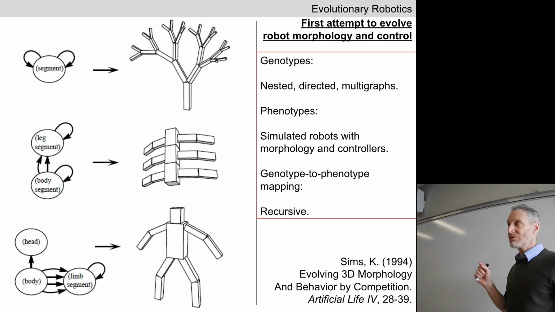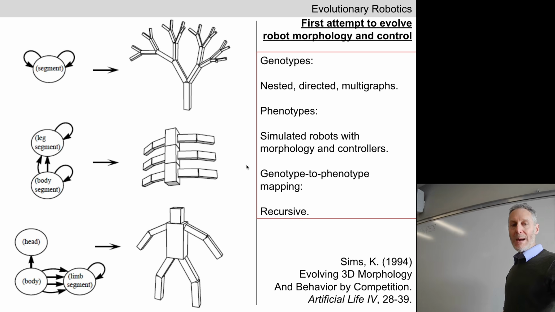What's important, what's at the heart of what we're looking at today, is the genotype has instructions about how to build the body, which obviously you can see, and the neural controller inside the body, which you can't see in this picture. We'll have a look at it.